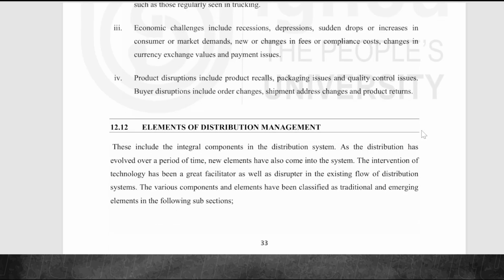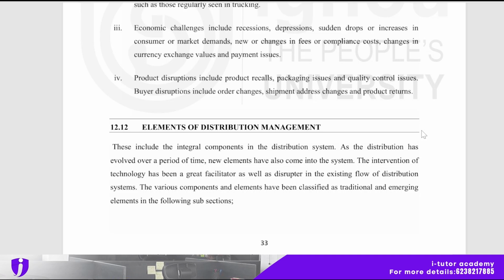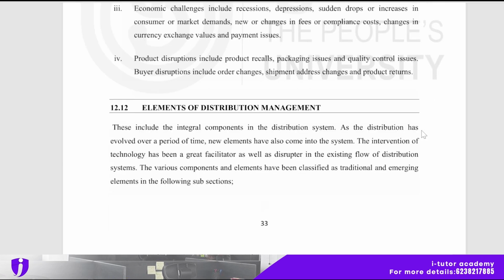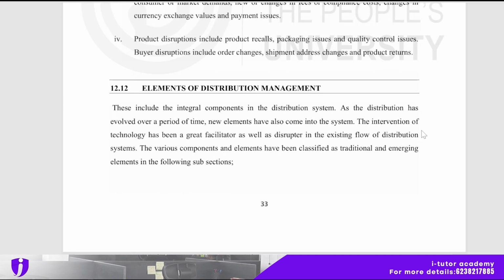Economic challenges include recessions, depressions, sudden drops or increases in consumer or market demand, new or changed fees or compliance costs, changes in currency exchange value, and payment issues. And the next, product disruptions, include product recalls, packaging issues, and quality control issues. Buyer disruptions include order changes, shipment address changes, and product returns.